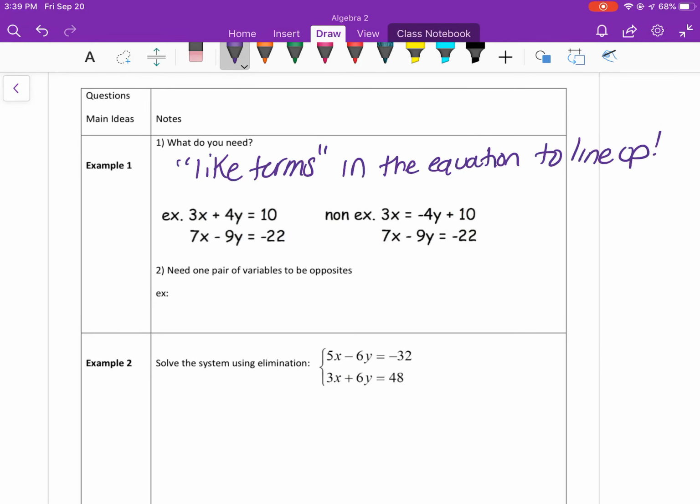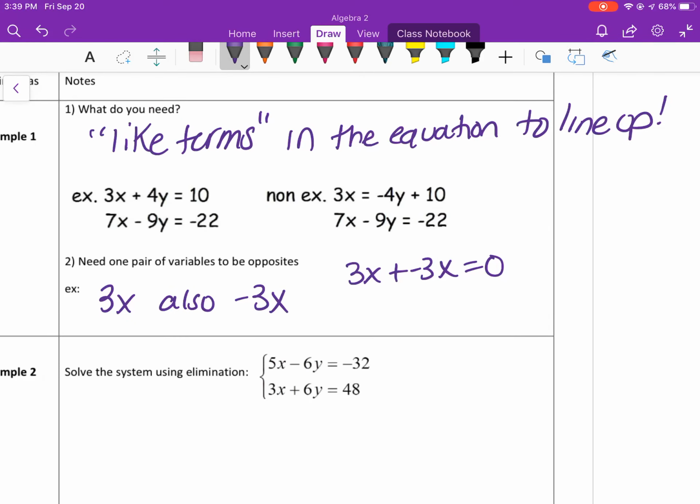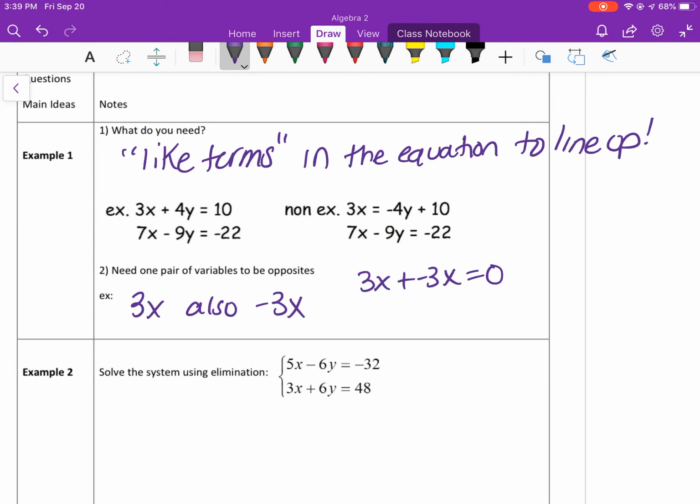The second thing you need is one pair of variables to be opposite. So for example, 3 and -3 are opposites. If I have a 3x, I would also need a -3x, because when you add 3x plus -3x, it equals 0. That's how you eliminate them. So you need them to be opposites. If you do not have at least one pair of opposites, then you can make them opposite by using multiplication.